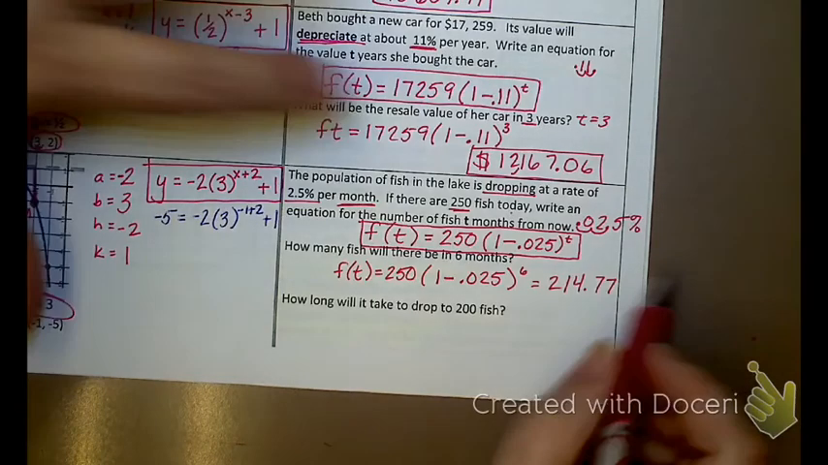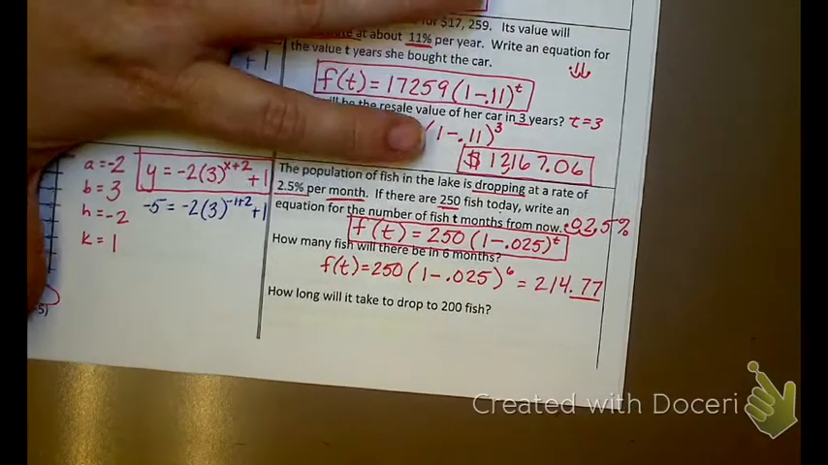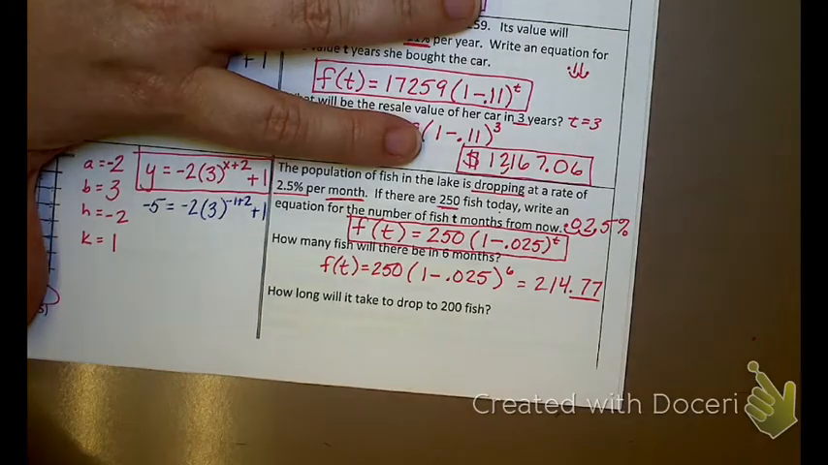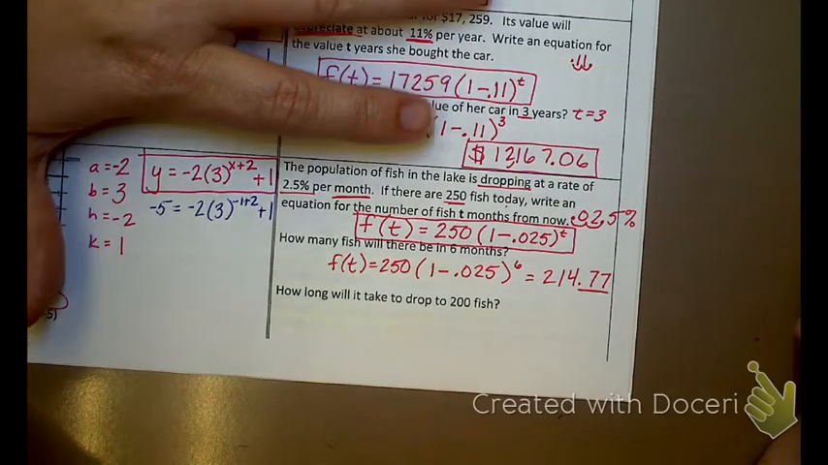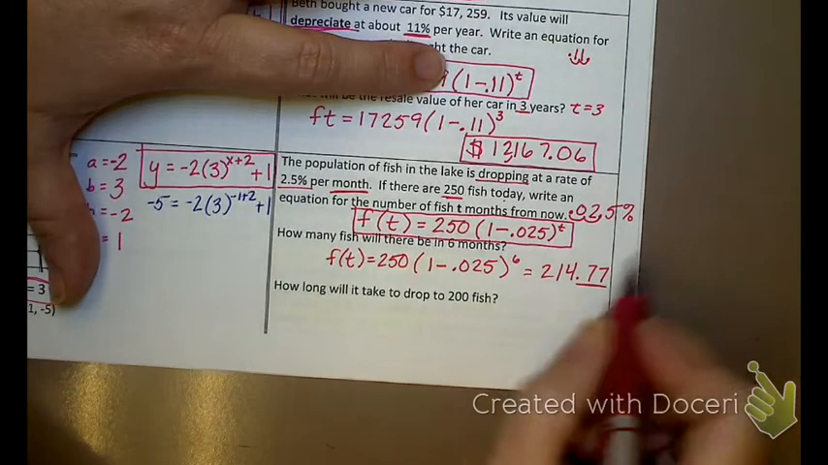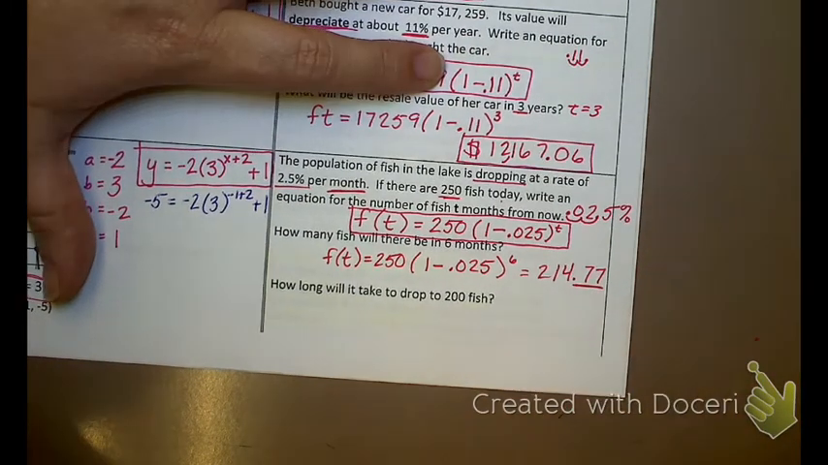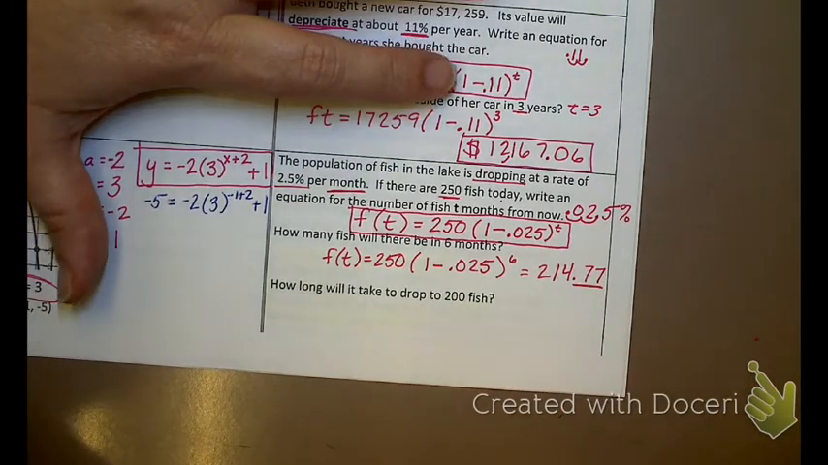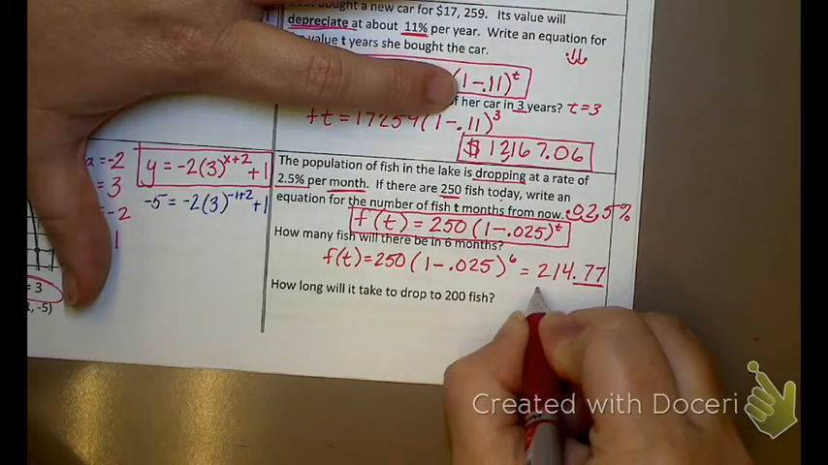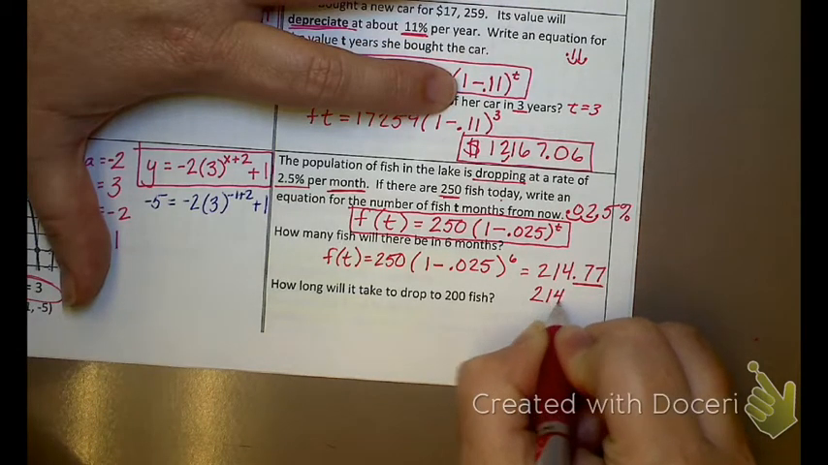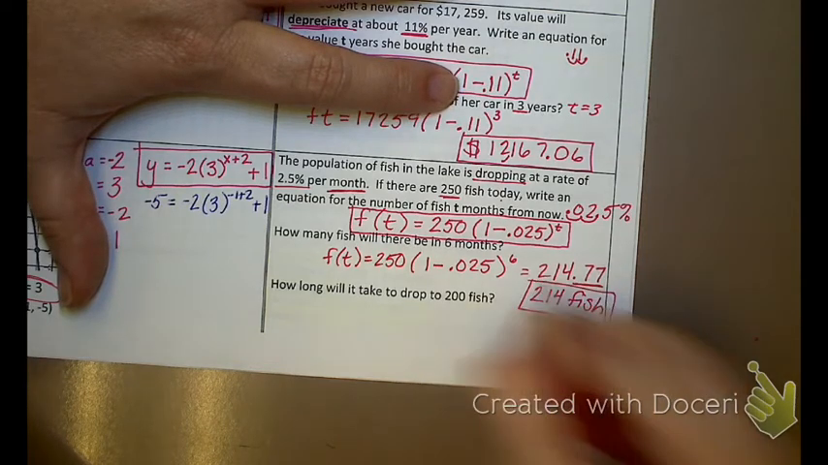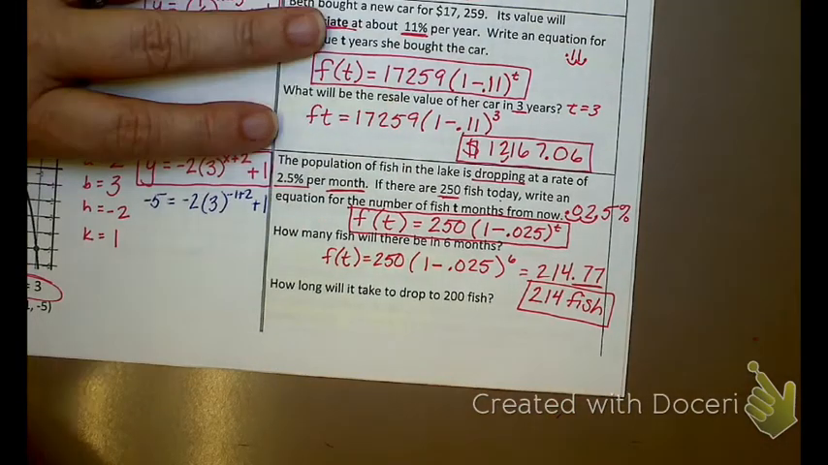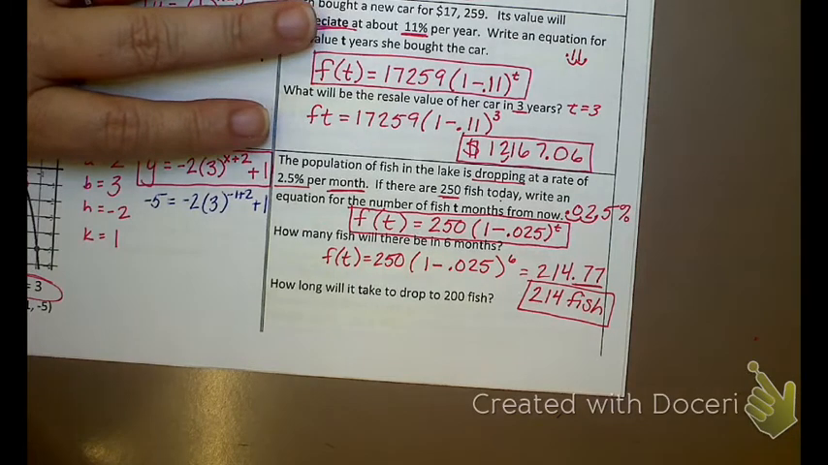Can we say that that 0.77 is a whole fish? Or should we say that it's not a whole fish? Well, 0.77 is not a whole fish. And if we're talking about depreciation, I'm going to say that that 0.77 of a fish is probably a dead fish. So let's just go ahead and say that we have 214 fish. Because given the answer that they're looking for, since they're not looking for money, they're looking for something that it doesn't make sense to have a decimal on.